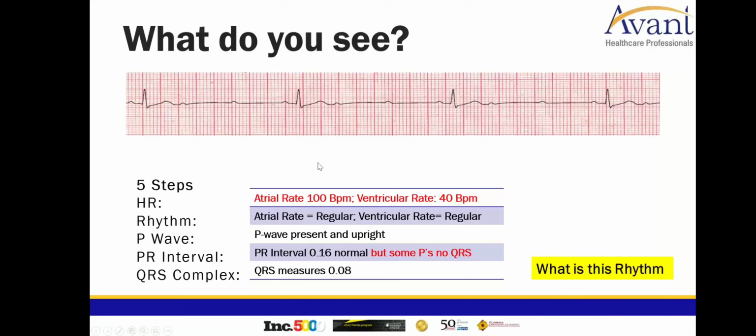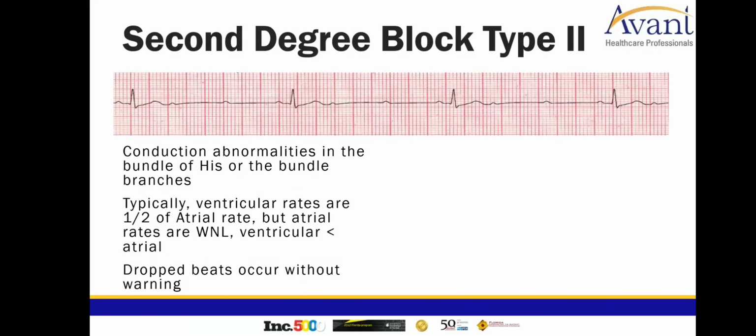So wherever there's a complete complex of PQRST, the PR interval is normal. The problem with this rhythm strip is there are some P's that don't have a QRS with it. So some P's are alone. This is what I call my cheating husband. The cheating husband. There's more times when he is out than when he is home. We call this rhythm second degree heart block type 2 or Mobitz 2.